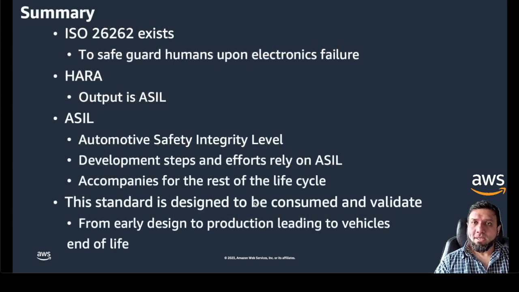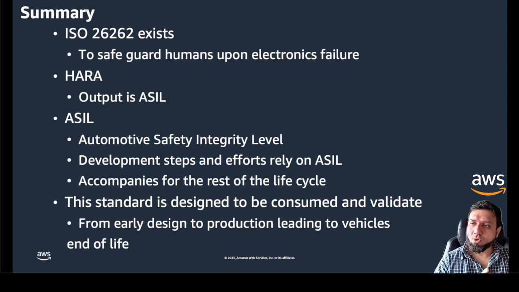Now, in summary, why does ISO 26262 exist? We talked about why it exists and what the purpose behind it was. Obviously it's to safeguard human life upon any electronic failure. We talked about HARA, hazard analysis, and then we said the HARA output is actually ASIL, right? And the ASIL being automotive safety integrity level. They range from A, B, C, D, A being the lowest and D being the highest risk.